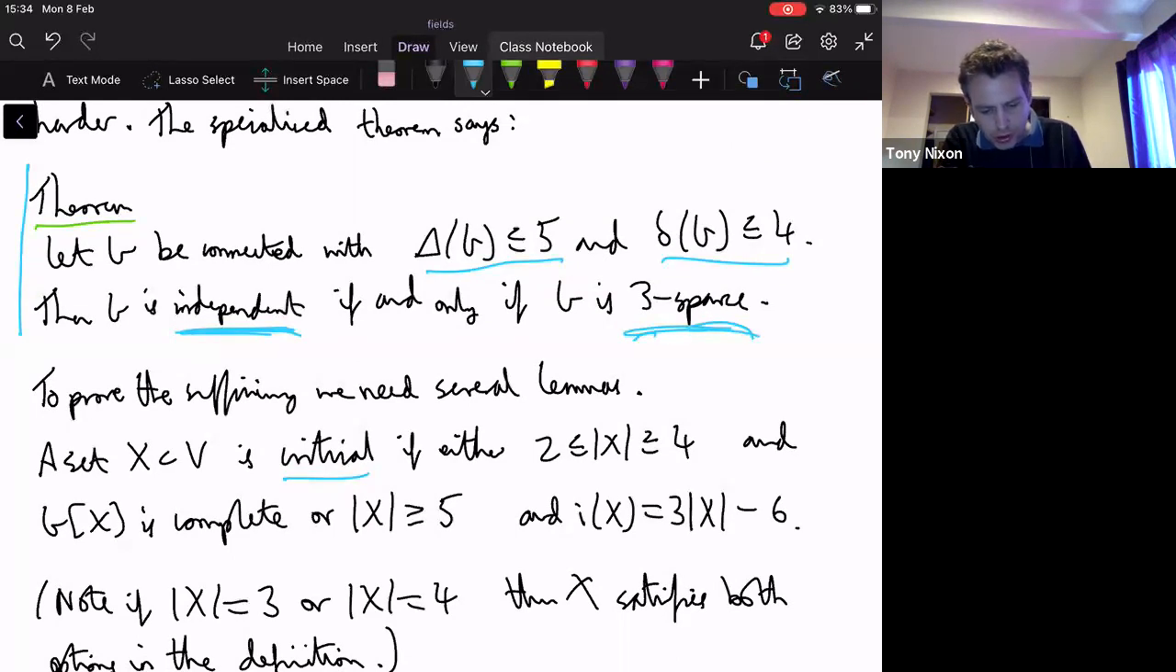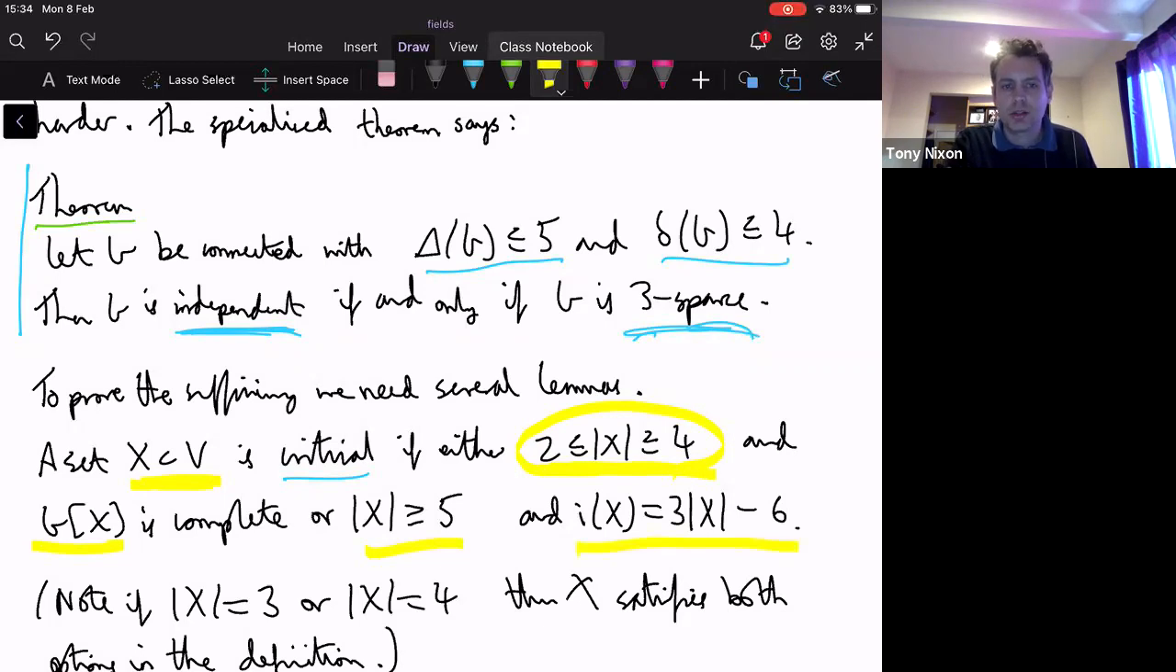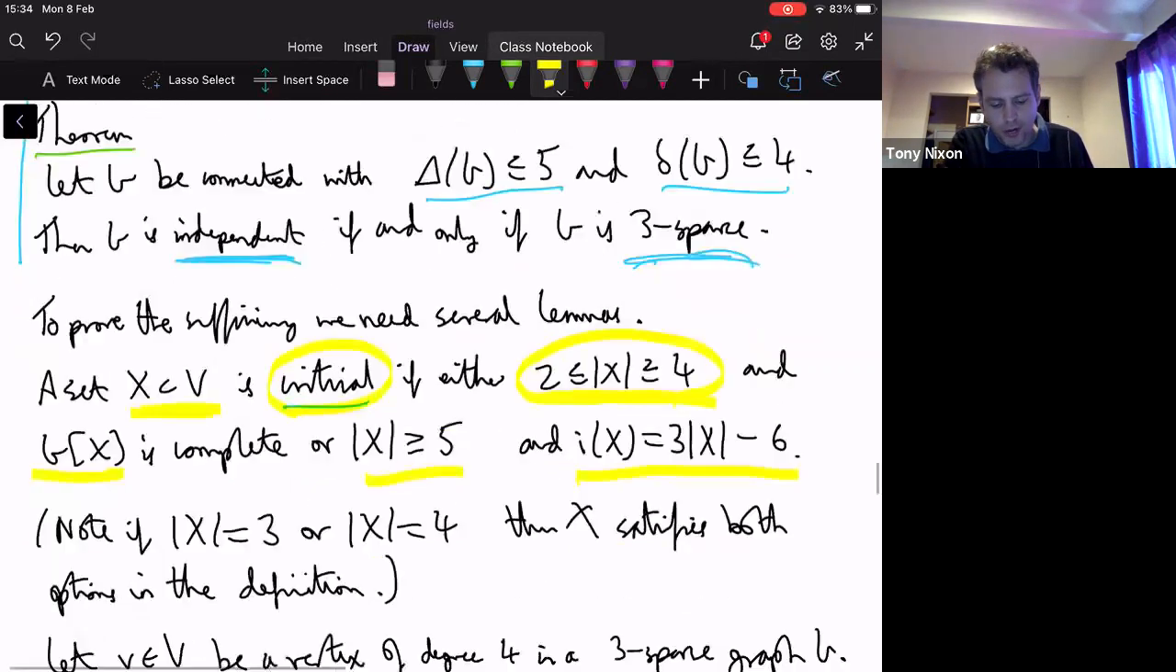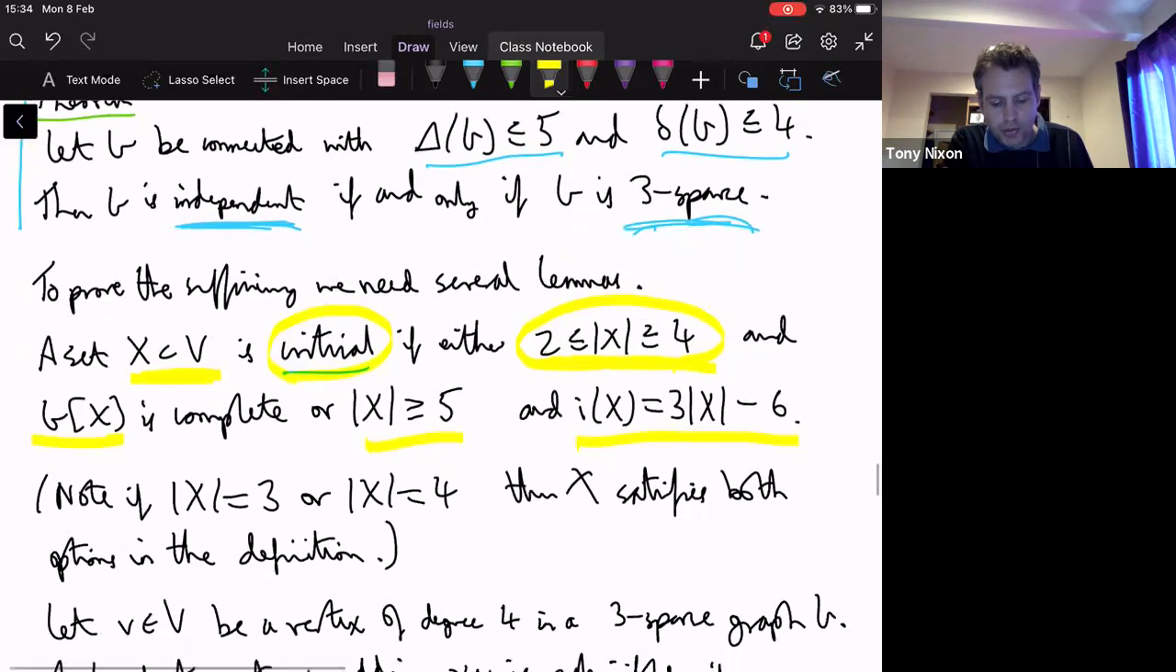Okay, so you might remember when we were talking about Laman's theorem, we had critical sets. So we have the 3-dimensional version of critical sets. So this is a subset X of the vertex set that either it's a small complete graph, so either it's K2, K3, or K4, or it's a set on at least 5 vertices with i(X) equal to 3|X| minus 6. So these are basically the sets of vertices that induce tight subgraphs of your sparse graph.